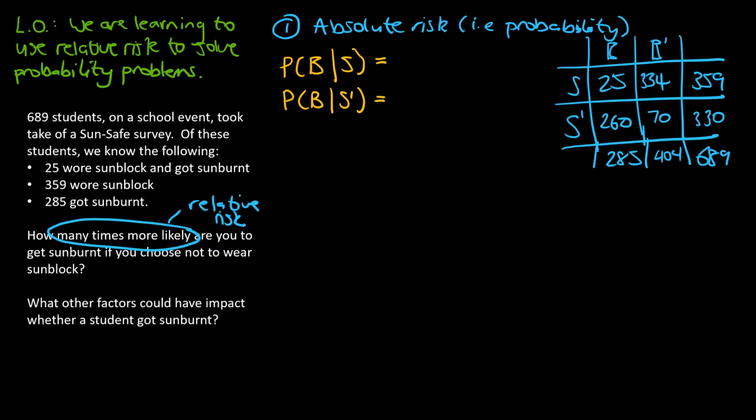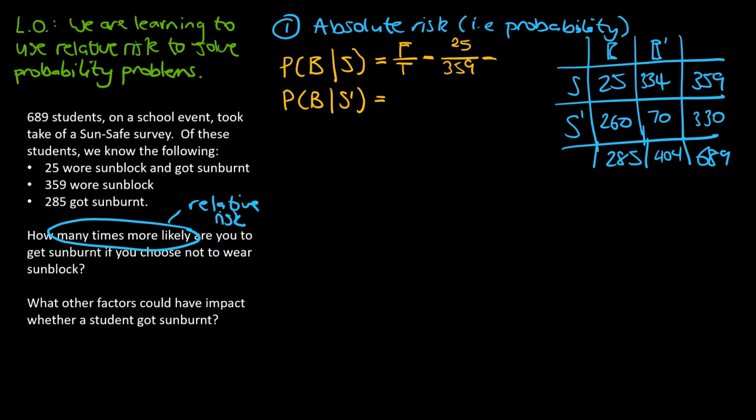So from our table, we need to find out the probability of those. Don't forget our approach, F over T. So we're looking at burnt given you wore sunblock. How many people wore sunblock? We only care about those 359 people. Of those 359, how many got sunburnt? Well, it's just 25 of them.